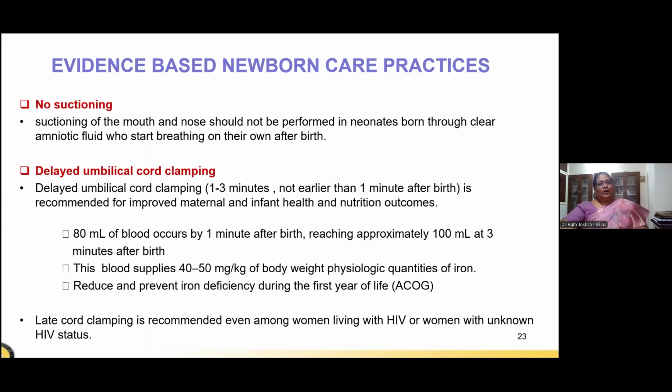So optimal cord clamping is recommended by the World Health Organization, which improves the iron stores in the newborn. It shows a better birth weight, and the immunity is also improved, and studies show that it also prevents iron deficiency anemia up to 1 year in newborns. This delayed cord clamping can also be practiced for women living with or suspected of having HIV as well. So we do not need to differentiate. Even with them, we can wait.